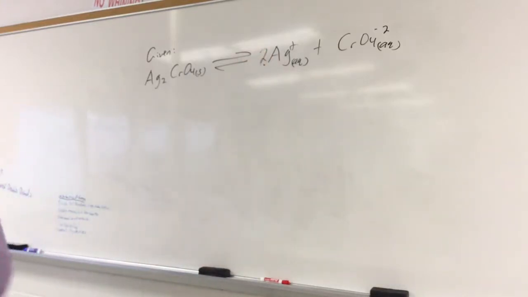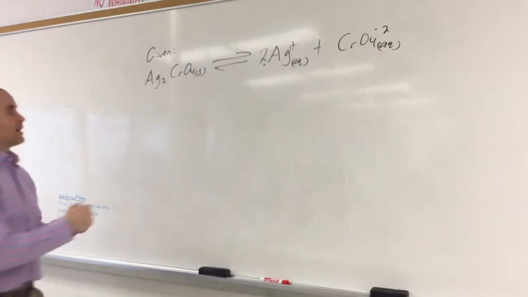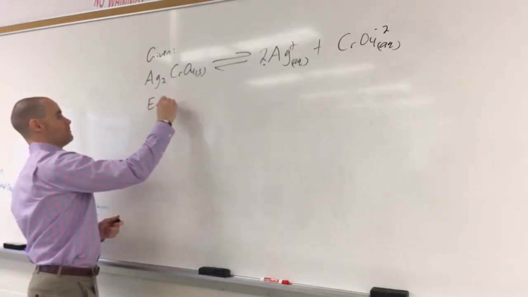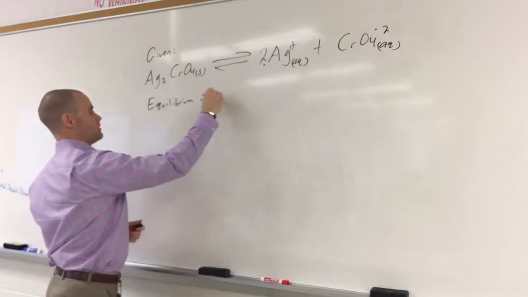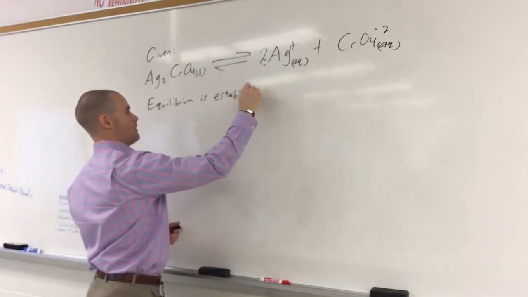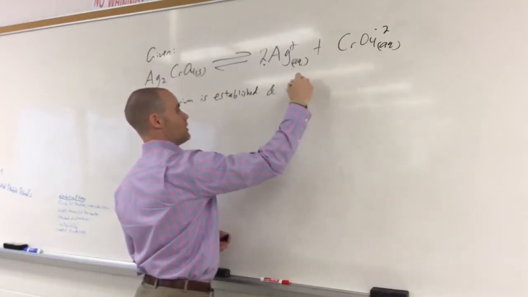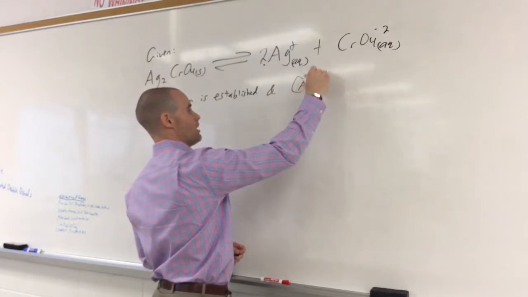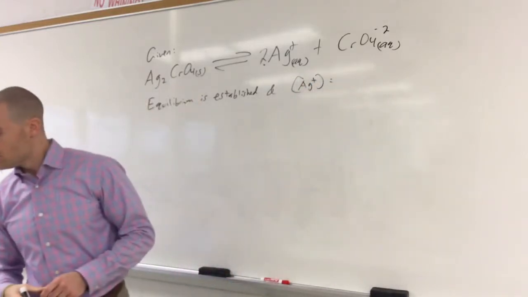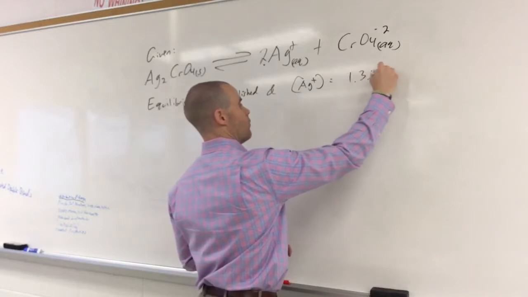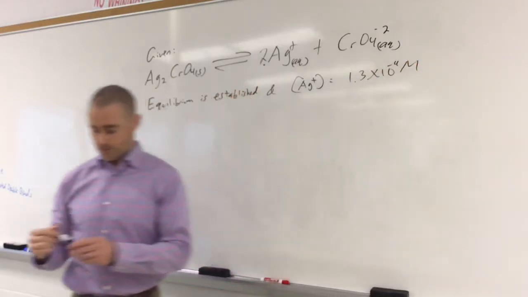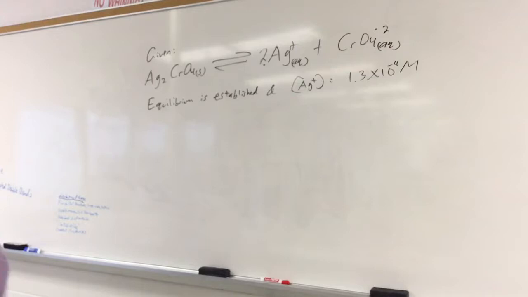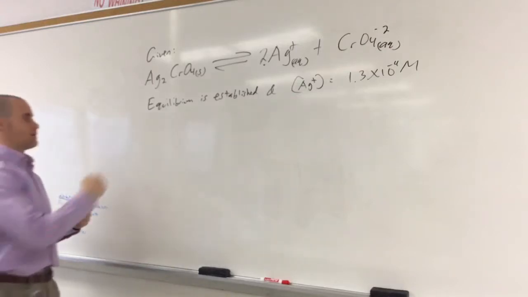So, after analysis, it is found that, again, equilibrium is established. The question said that. I guess I can write that. So equilibrium is established, and the concentration, what did I say? Of silver ions, concentration of Ag plus is equal to 1.3 times 10 to the negative fourth moles per liter. Calculate the value of KSP.